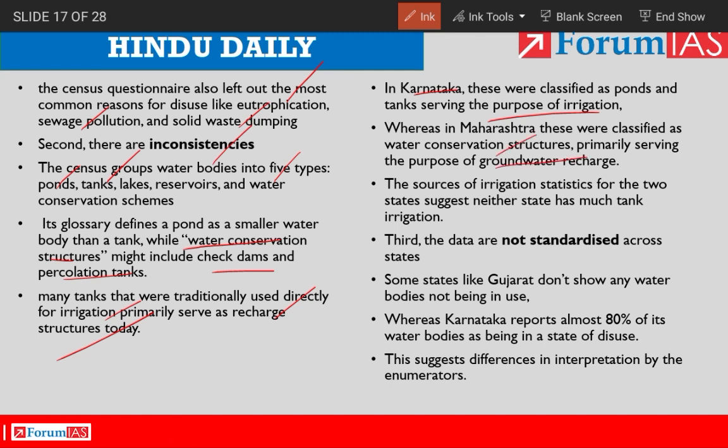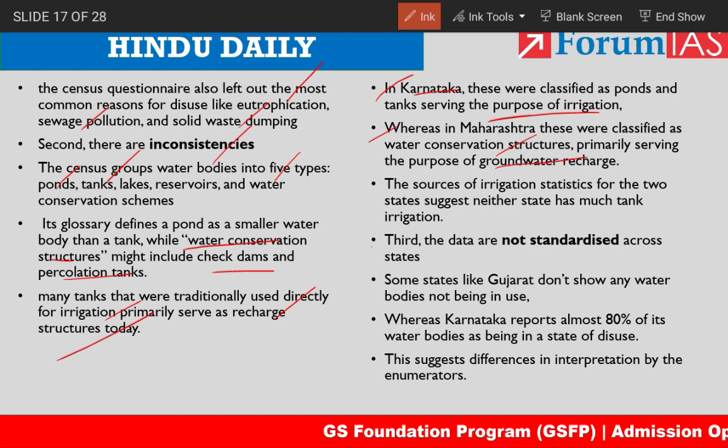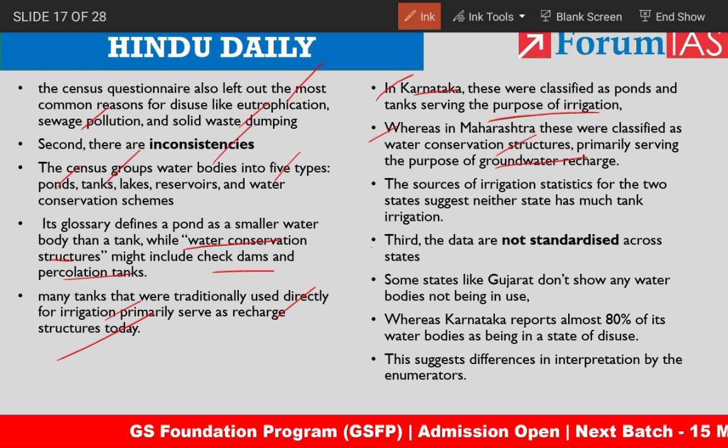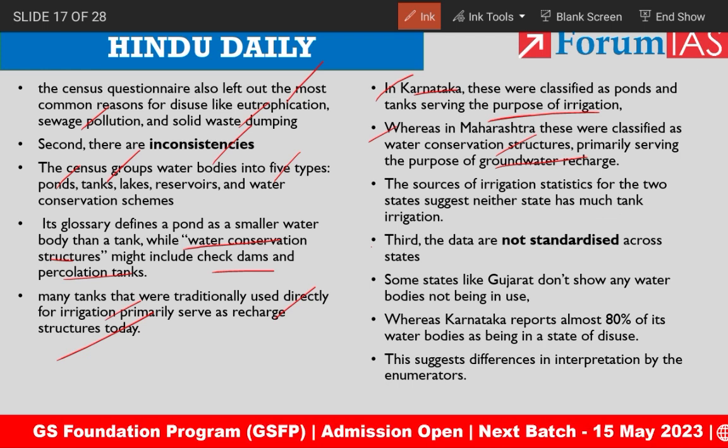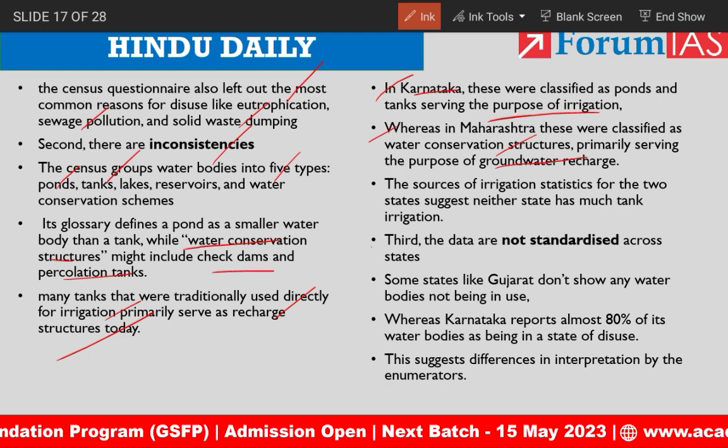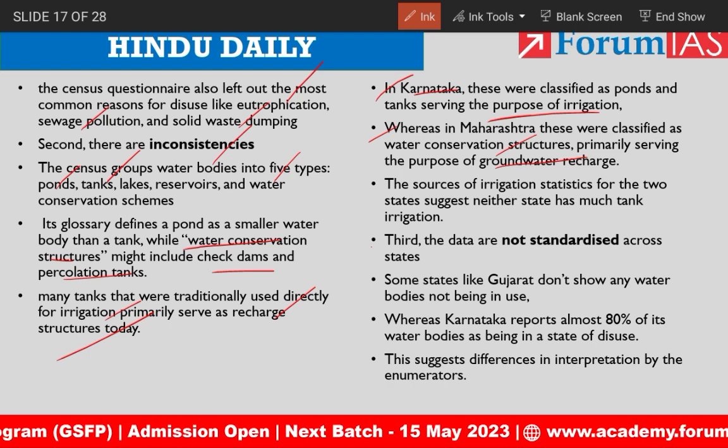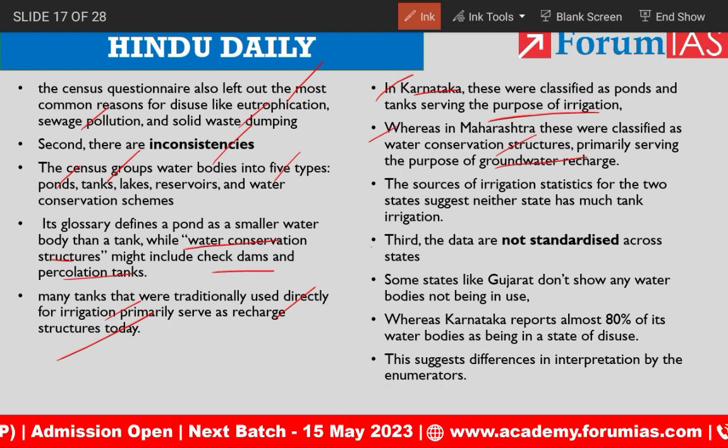So Karnataka and Maharashtra both have the same ponds and tanks, but here they are telling its role was irrigation, whereas in Maharashtra it is groundwater recharge. So the author is telling there are inconsistencies. But what is really inconsistent is that neither state has tank irrigation. Next, what the author is telling is the data is not standardized.